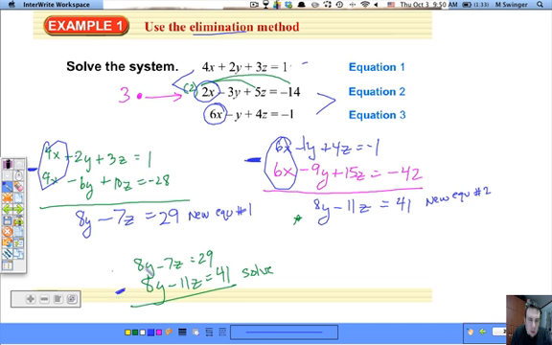subtract. 8y minus 8y, nothing. Negative 7 minus negative 11, that is positive 4z, equals 29 minus 41. That is what? Negative 12. Look at what happened. We're getting z by itself, which means we're getting ready to solve this thing. Divide by 4. So z, we found z equals negative 3.